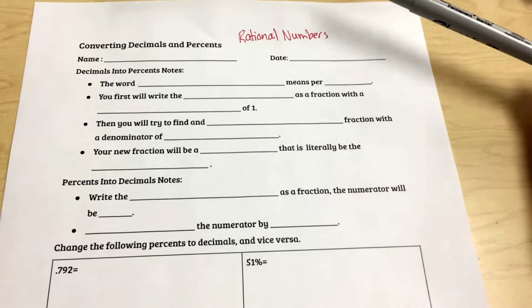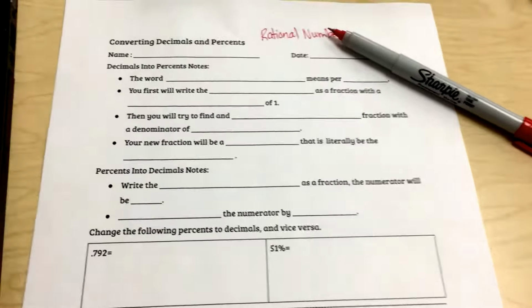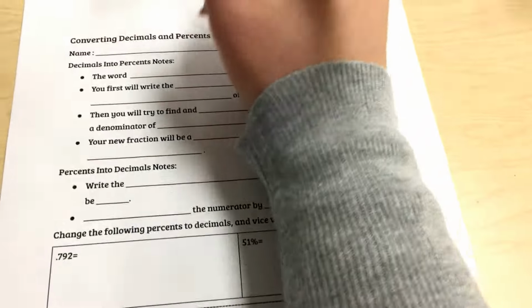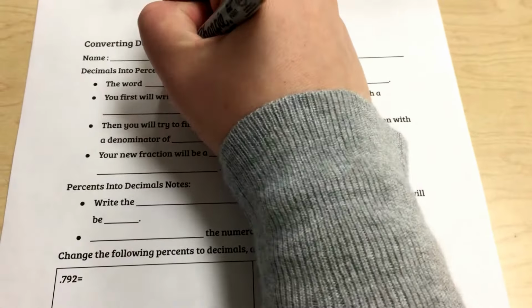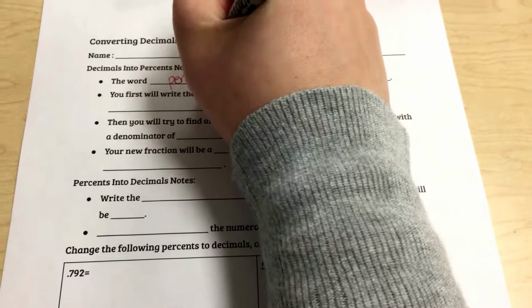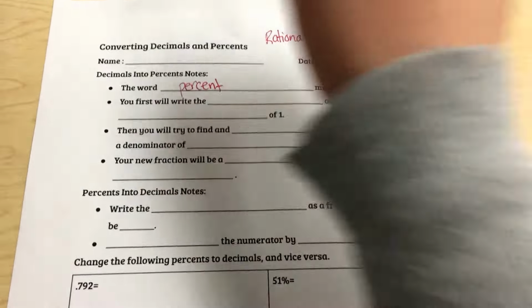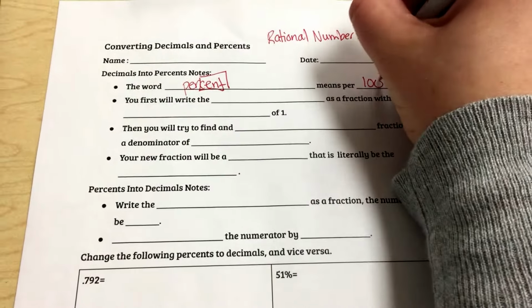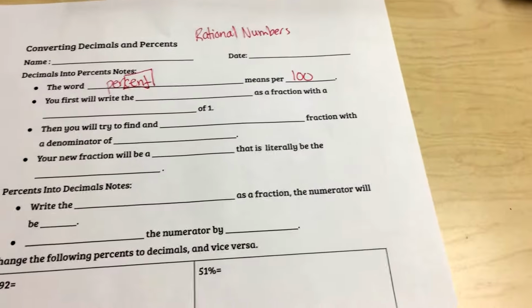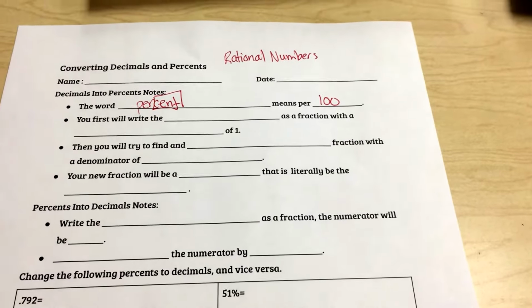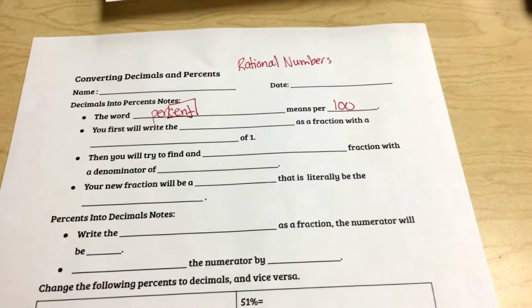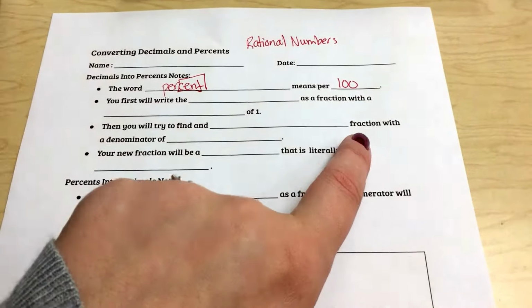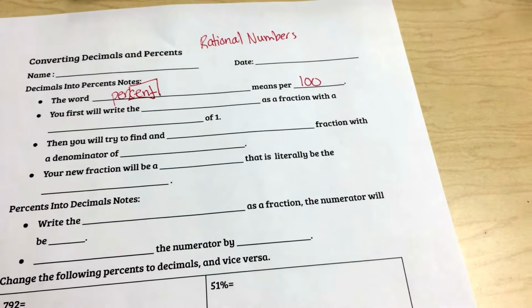So the first thing you're going to do is put your name and date on it. All right, and the first thing you need to know is that the word percent can be broken down to mean per 100. So that means for every group of 100, this amount of things is true. Like if you got 86% on a test, that means for every 100 questions, you got 86 of them correct.